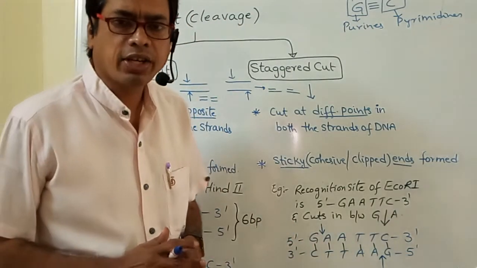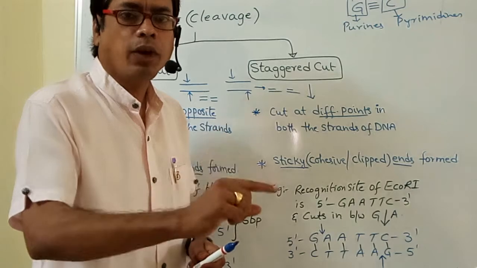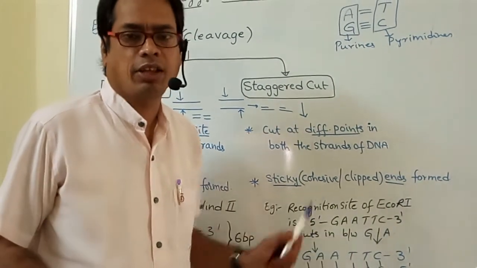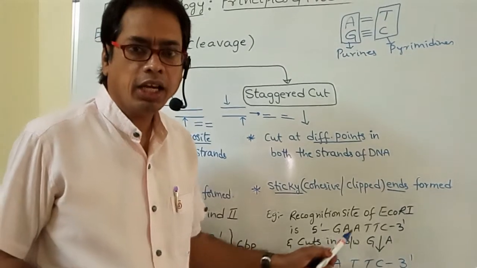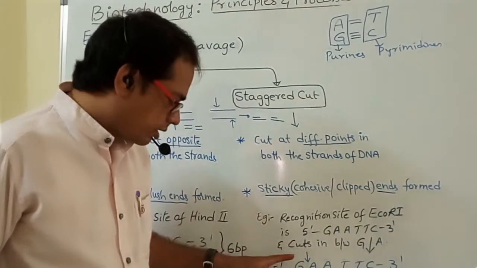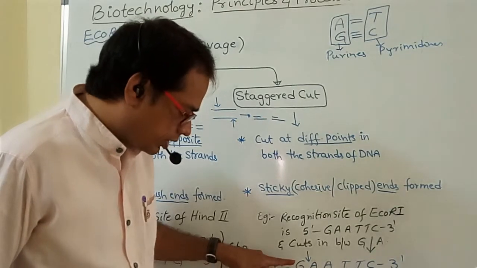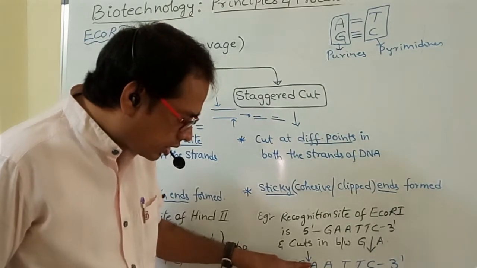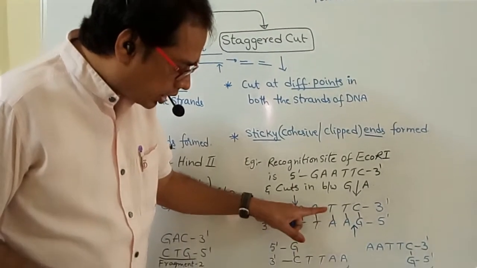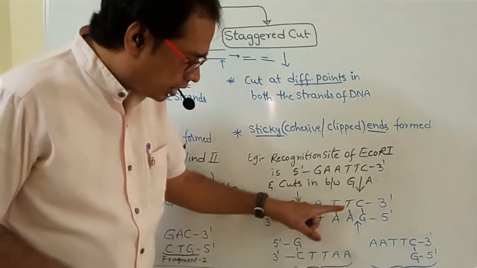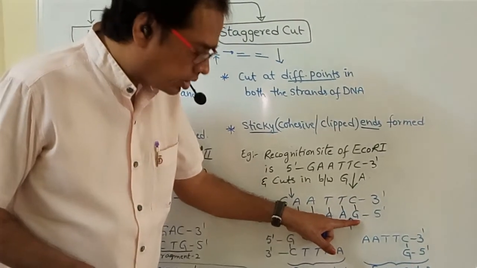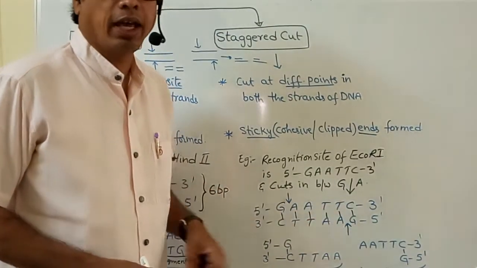What is the recognition site of EcoR1? 5 to 3, GAATTC. So this is the sequence. G always pairs with C. A always pairs with thymine. A always pairs with thymine. T always pairs with adenine. T always pairs with adenine. C always pairs with guanine. So like that I have written the pairing.